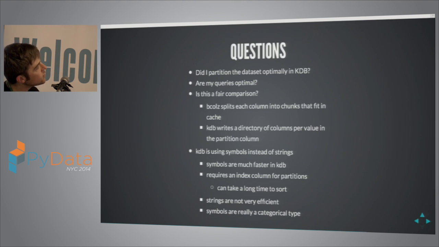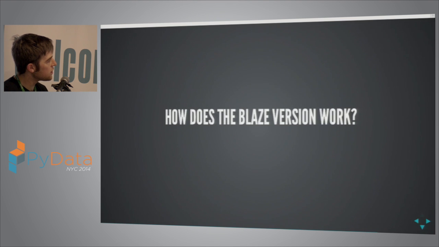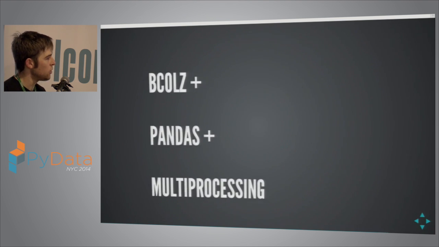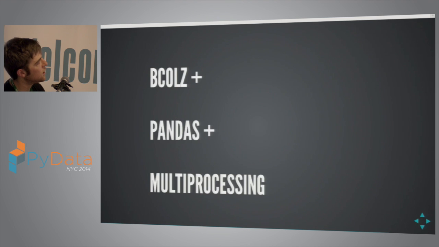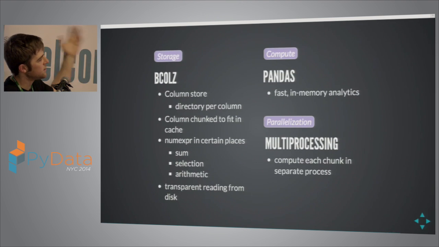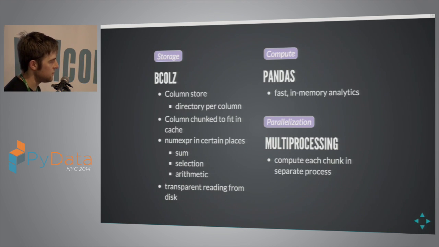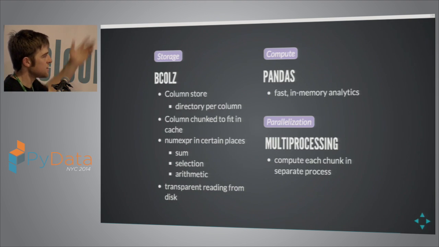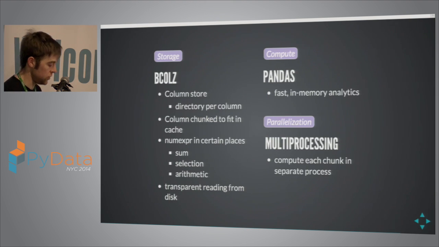Okay. So how does a Blaze version work? Because pandas is multiprocessing. Okay, it's pretty straightforward. Because bcolz is a column store, like I said, it uses numexpr, which is a nice, it takes advantage of the CPU cache, and it does transparent reading from disk. Okay, so similar to Blaze, you can look at a bcolz data set without reading the whole thing into memory. Pandas, as everybody knows, is fast. It's in memory, and then multiprocessing lets you compute each chunk in a separate process.